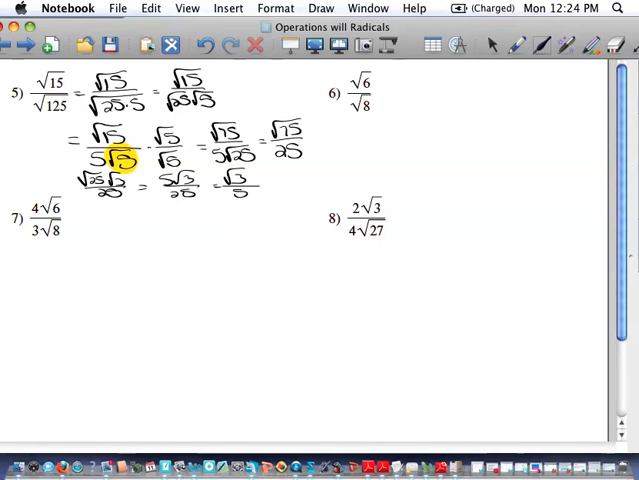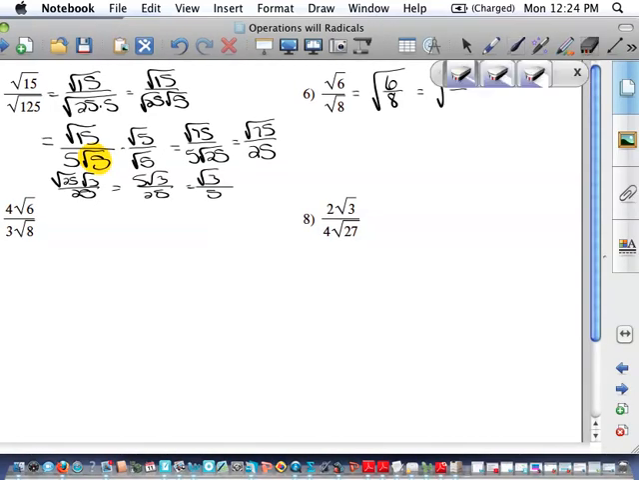And again, you could have simplified that by applying that property. I just wanted you to see a different way to do that. Again, for number 6, I can look at this as the square root of 6/8. I can reduce that to the square root of 3 over 4. Okay, so now I have the square root of 3 over the square root of 4, which gives me root 3 over 2.